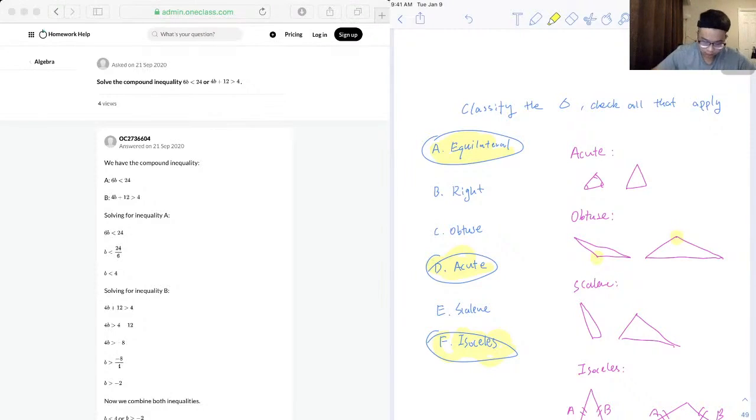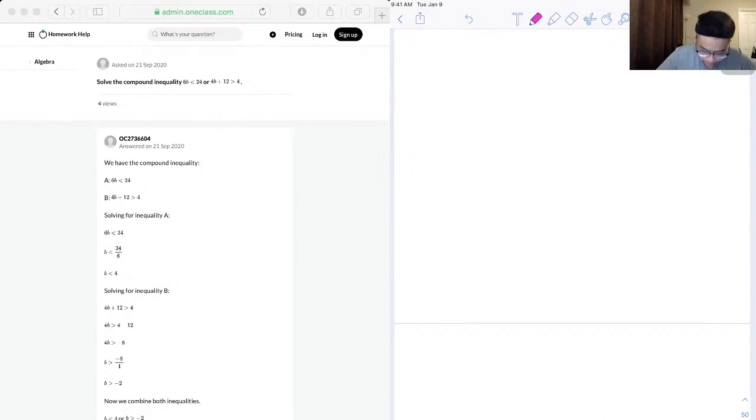All right, so coming up, we need to solve the compound inequality. Solve the inequality which is 6b smaller than 24 or 4b plus 12 is greater than 4. Right. So as you can see here, we have two parts.